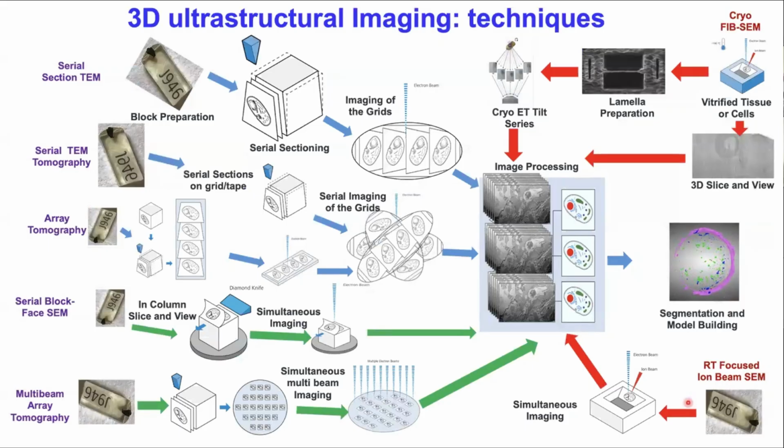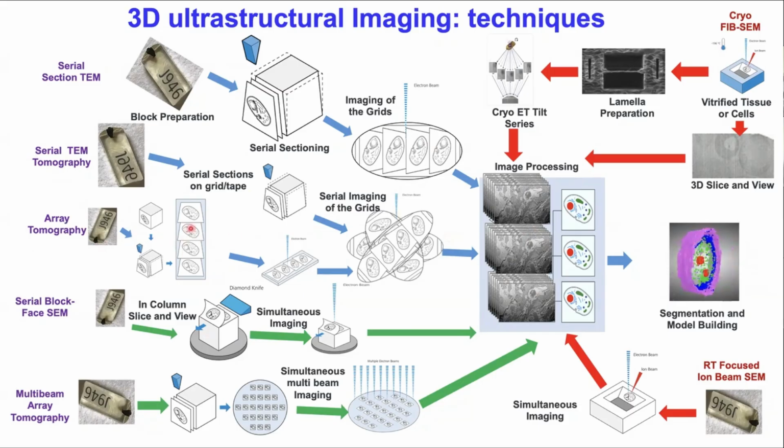So these are pictorial representations of all these techniques, and it's better for students who are new in the field. This is serial sections. You have to make the blocks, cut the blocks into different parts, and image. Finally, you process the images, and after doing segmentation, you can do model building and generate your image. Then serial TEM tomography, again, there are multiple tomography series. You can check it.